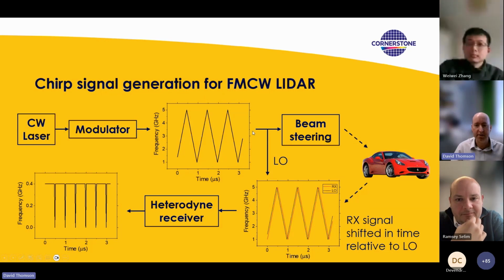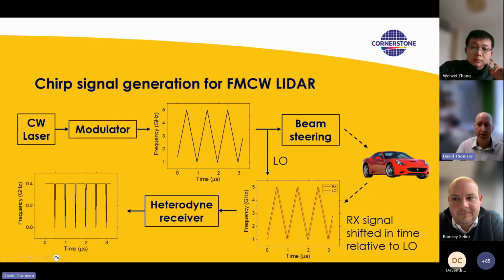You then take that modulated signal and put it into a beam steering module to enable you to steer the beam and scan the space that you're trying to image. You then get a reflection of that light off the object, and you take a little bit of your output signal as a local oscillator. You bring those two signals, your reflection from the object you're imaging and your local oscillator, and feed them into a heterodyne receiver, and what you pick up is the beat frequency, or the difference in the frequency between the two signals.